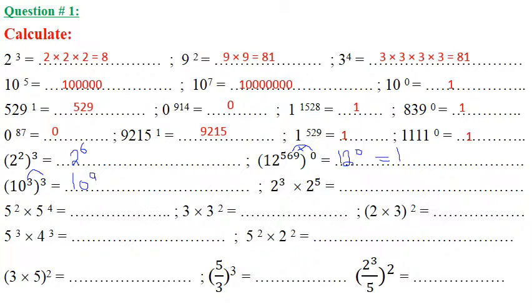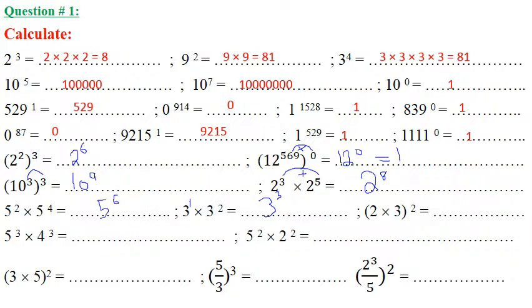Here we have multiplication of same base, different exponents. The rule here says we keep the base as it is and we add both exponents. So 3 plus 5 gives me 8. So we add the exponents. Also the base is 5 and we add the exponents. 2 plus 4 is 6. Any number without an exponent, it should be 1. So the base is kept 3 and we add 1 plus 2 is 3. So the answer is 3 cubed.